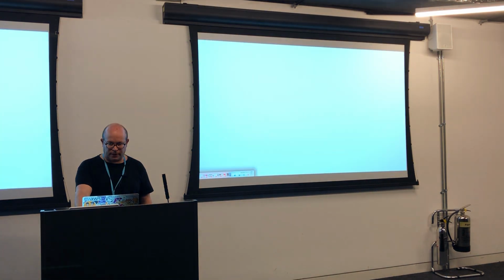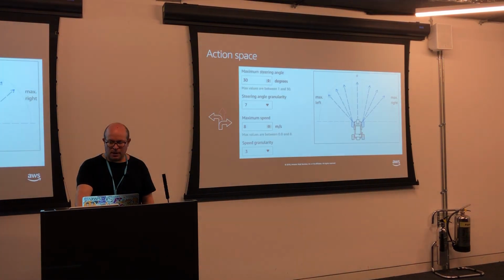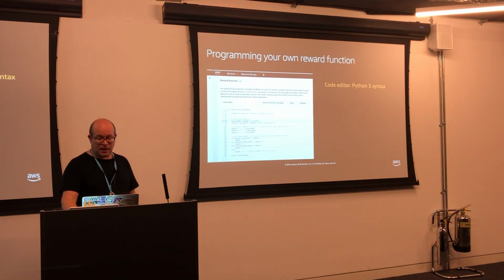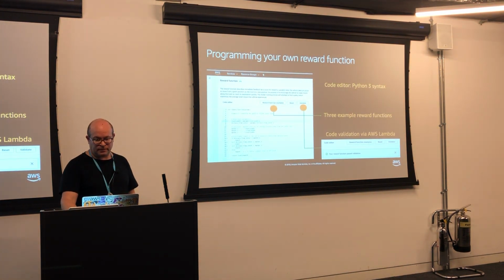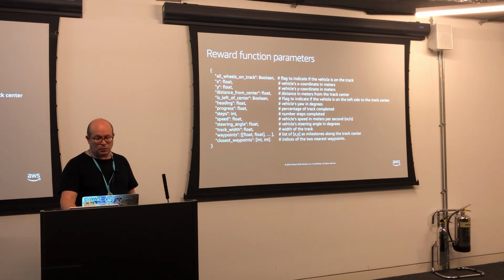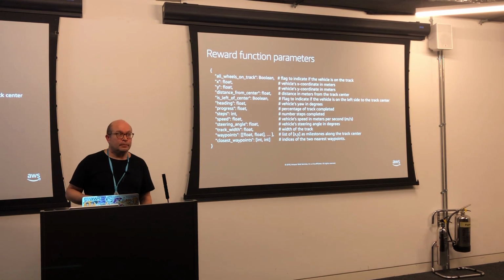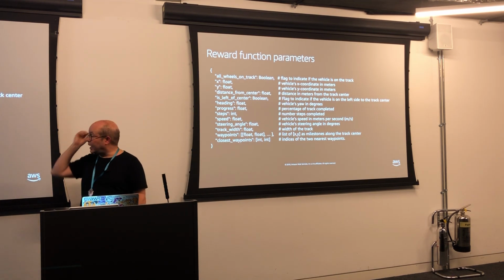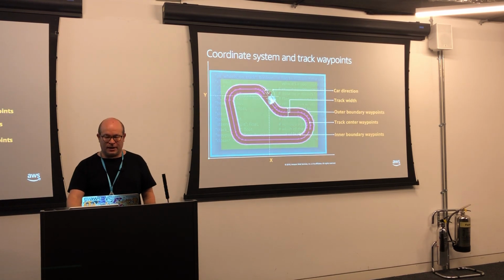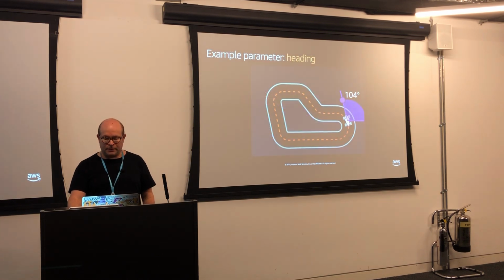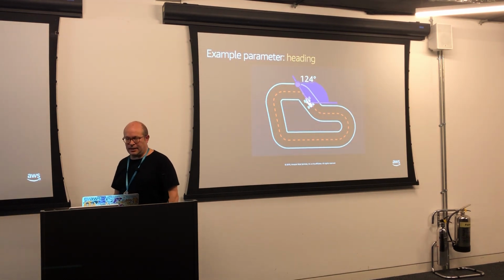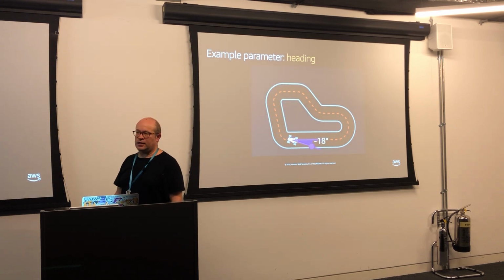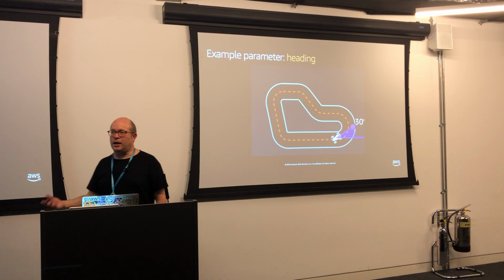Right. Okay. So we've talked about the action space. We've talked about the reward function. And now we talk about the parameters. These are the parameters that are available to you in your reward function. I'm going to show you some animations to bring these to life a little bit. One of them is the heading, and you can see here as the car's going around how that's changing. So you can use that parameter in your Python reward function.